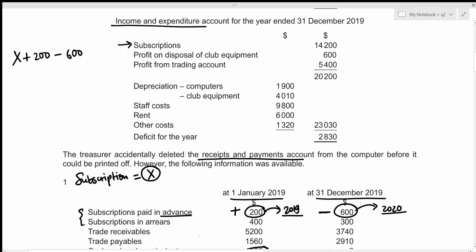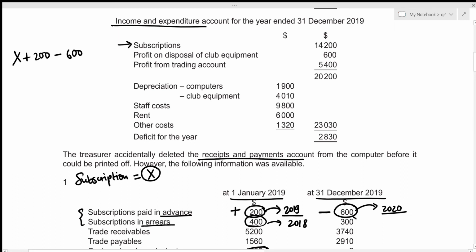Then we move to our arrears. So subscription in arrears means that this is yet to be paid. So if we're talking about our opening date, then this amount of 400 is the subscriptions yet to be paid for the year ended 31st December 2018. So this definitely relates to the year 2018.